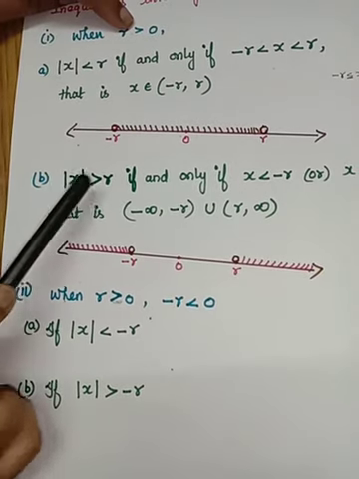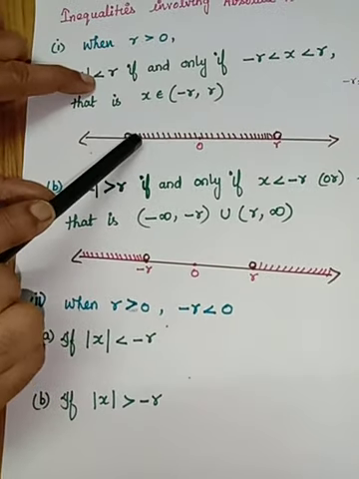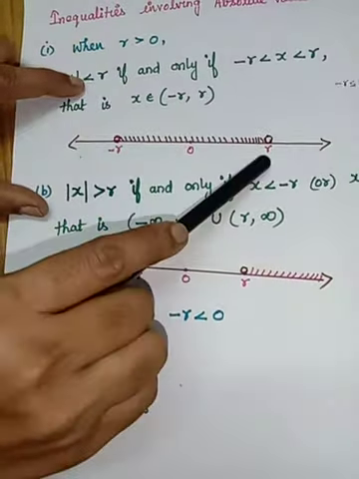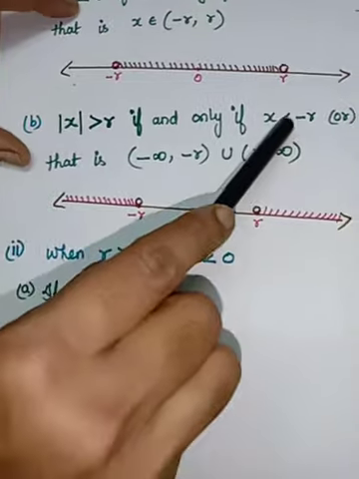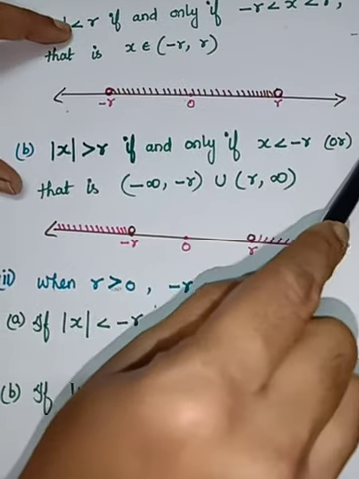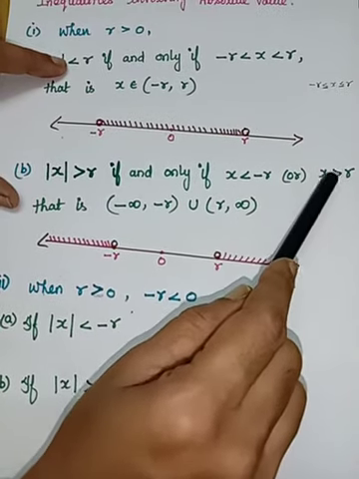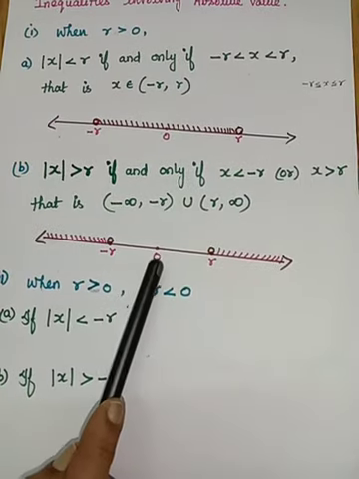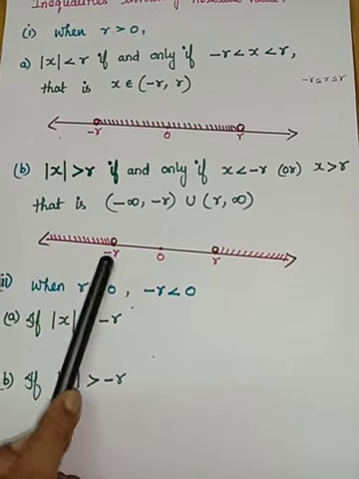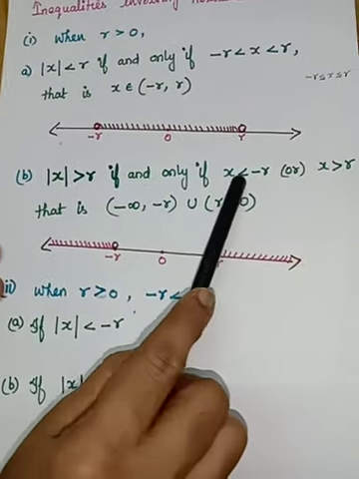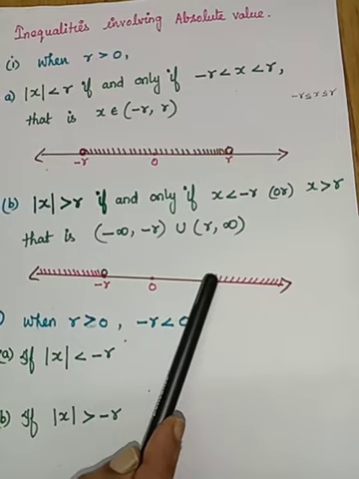You see, modulus of x greater than r. You see the symbol. Less than r means your x lies between minus r and plus r. Here what is involved? Greater than r means x less than minus r or x greater than r. X less than minus r or x greater than r. You see that this is your 0, here the positive real numbers and this is the negative real numbers. You see now the symbol is only less. So minus r is not included and plus r is also not included.